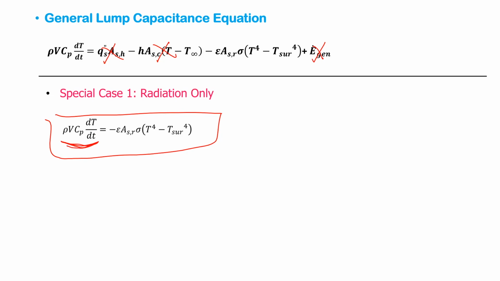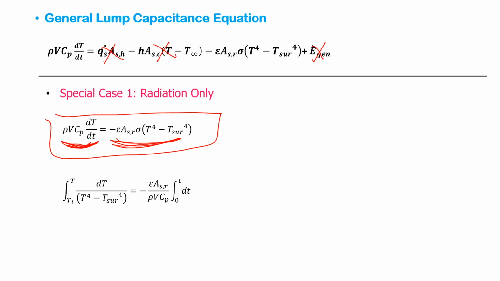So what do we have here? We have the change in the internal energy, and here we have cooling due to radiation. So how do we analyze this? How do we carry out this integration?